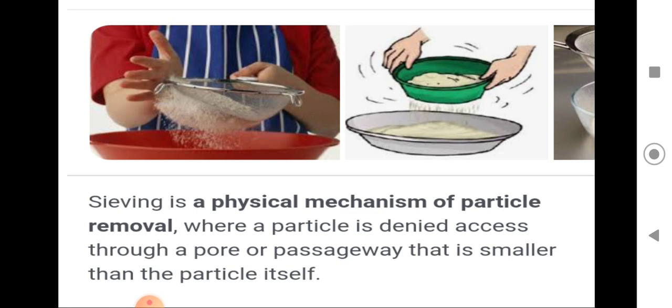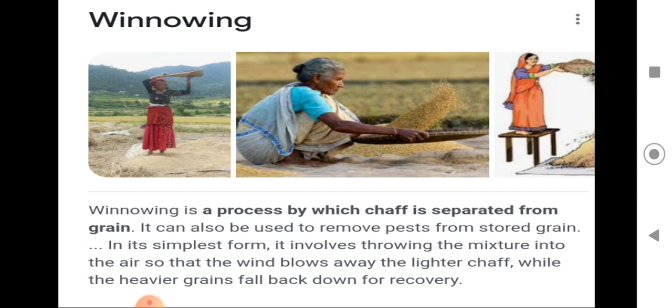The sieve will have small holes, so through those holes the bigger particles cannot enter. So you can separate the smaller particles and the bigger particles. One method is sieving. Next you see, children, winnowing.